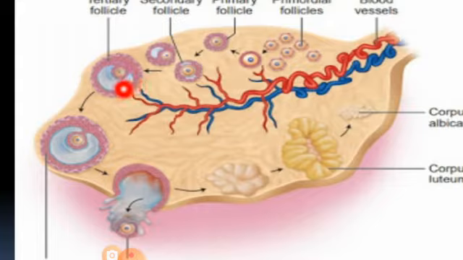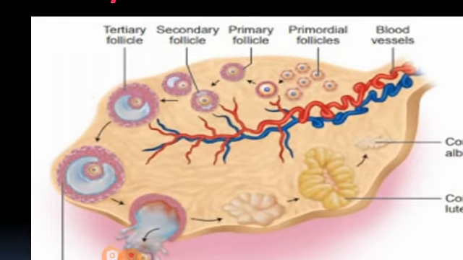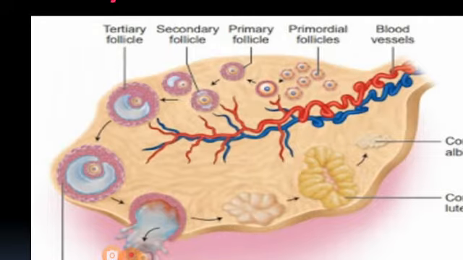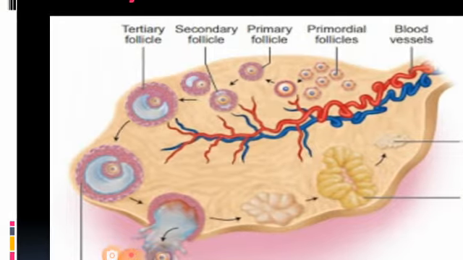What happens? This fluid just pushes this oocyte aside. Can you observe? See here, in the primary follicle and in the secondary follicle, the primary oocytes are in the center position. You see here, it is going to push the oocyte aside. Got it? Then this structure is nothing but the tertiary follicle. Are you clear?